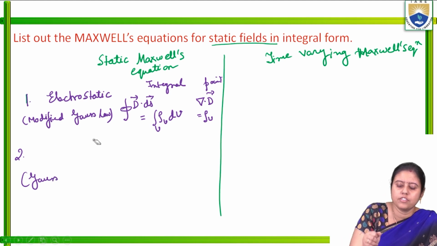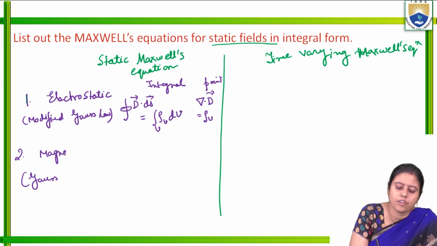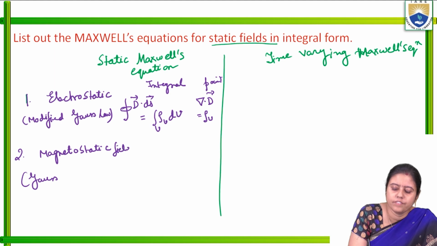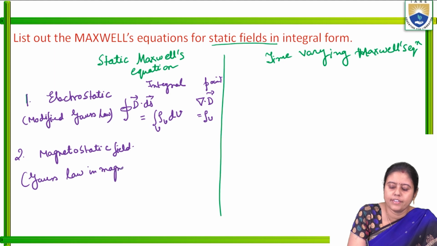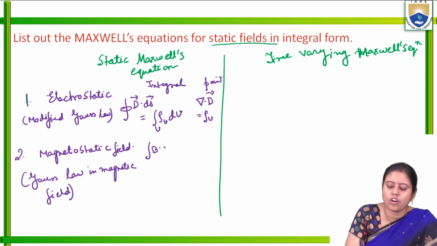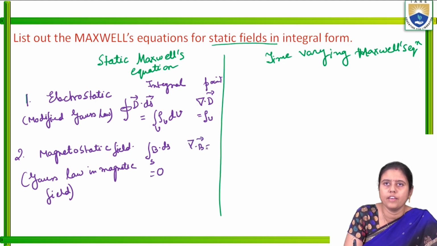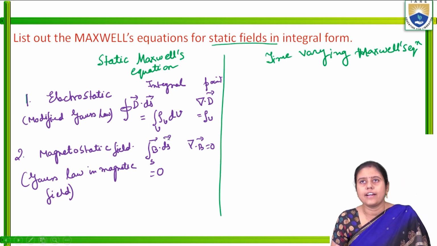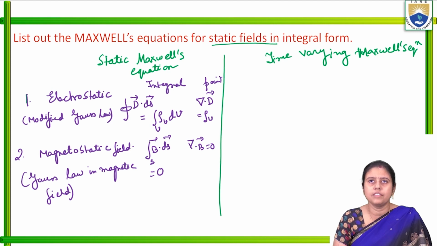Number two is for the magnetostatic field. Sorry, one is the electrostatic field, another one is for the magnetostatic field. It is the Gauss law in the magnetic field. And what is the equation? The equation is the surface integral of B dot dS is 0, or grad dot B equals 0. So we can write these as the static fields in integral form as well as point form.